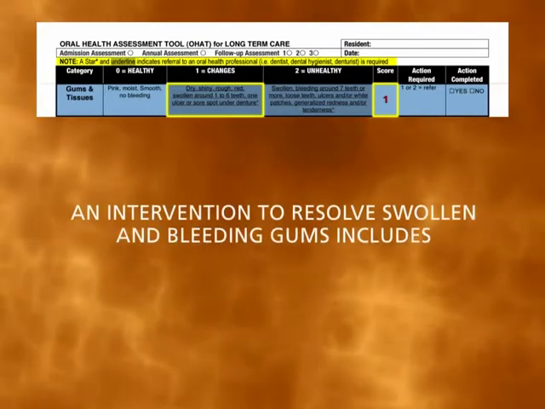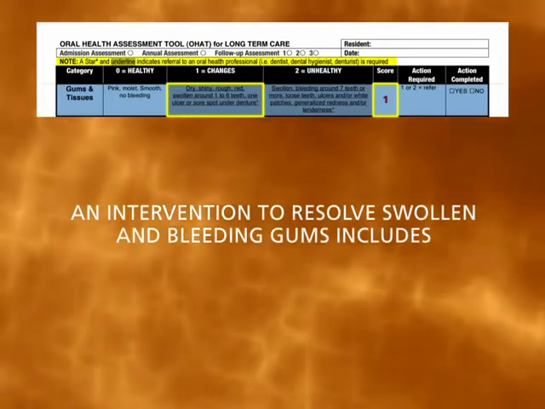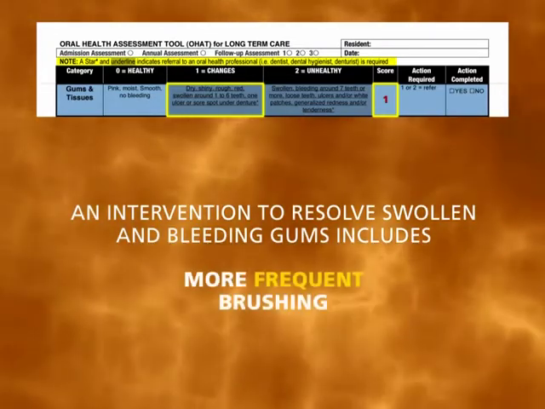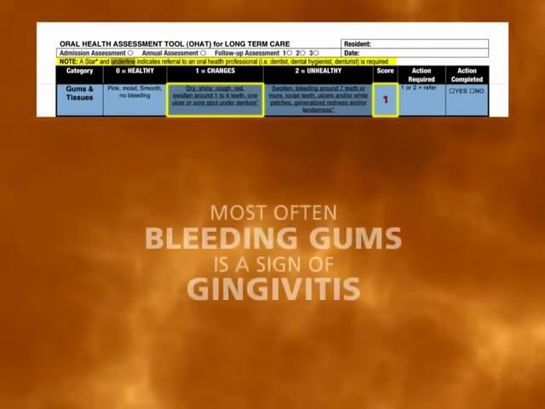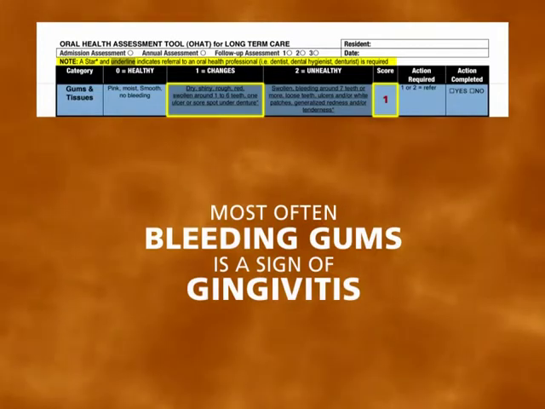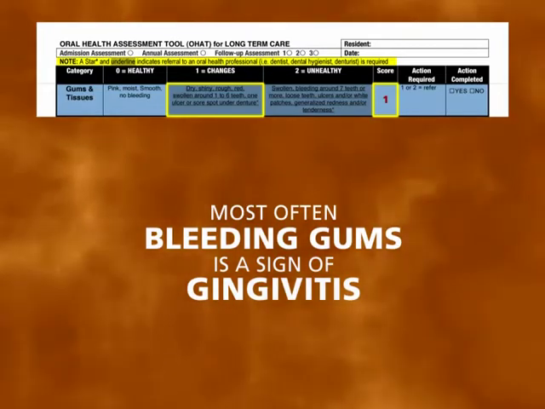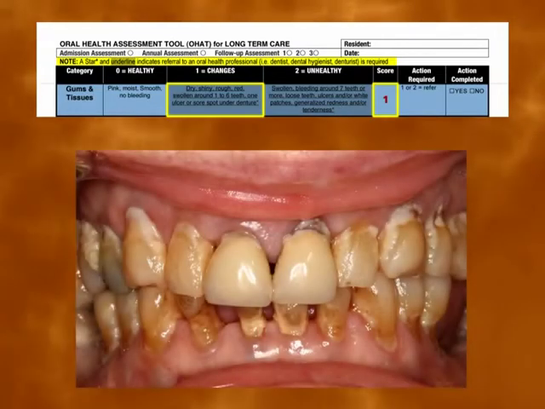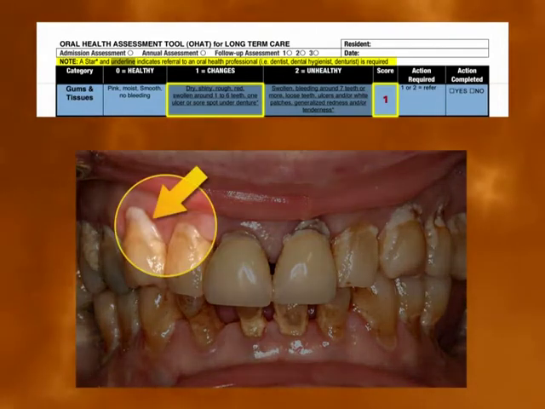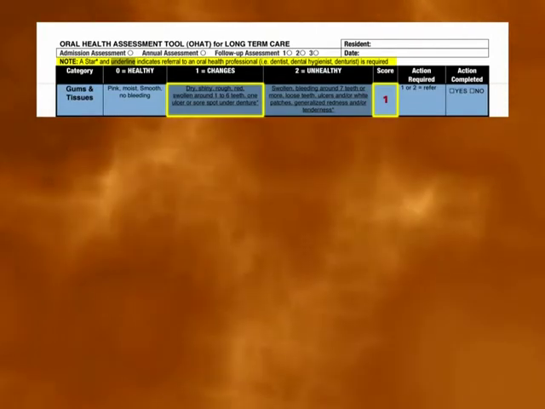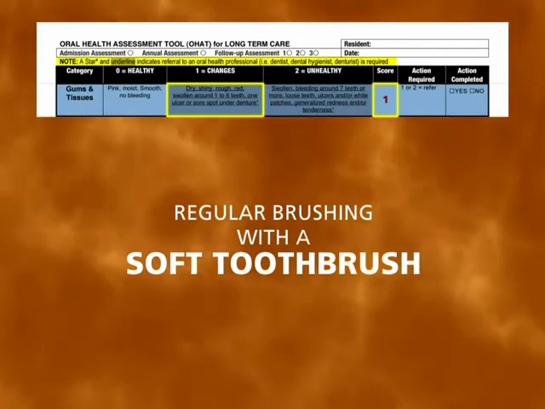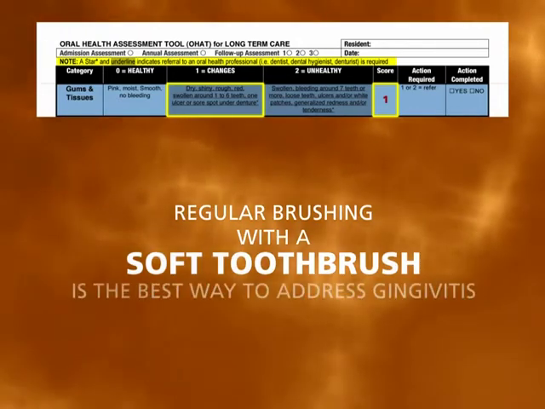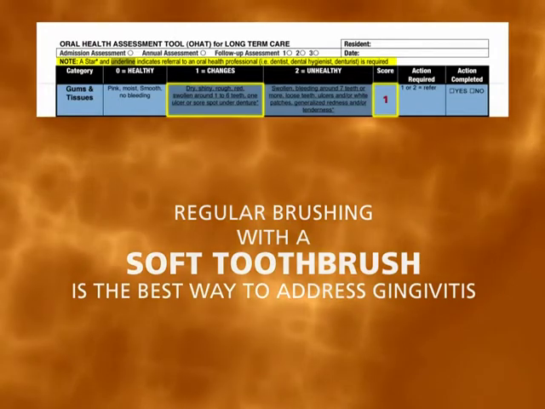An in-house intervention that will resolve swollen and bleeding gums is more frequent or more thorough toothbrushing. Most often, bleeding gums are a sign of gingivitis. It is a result of plaque accumulating at the gum line. Regular brushing with a soft toothbrush, massaging the gum line to completely remove plaque, is the best way to address gingivitis.